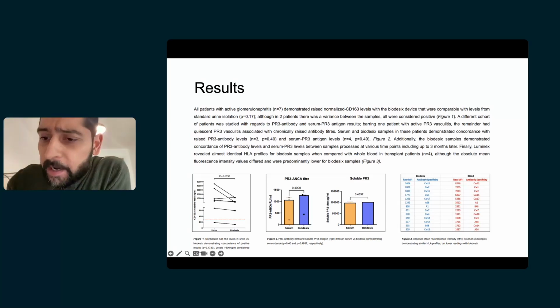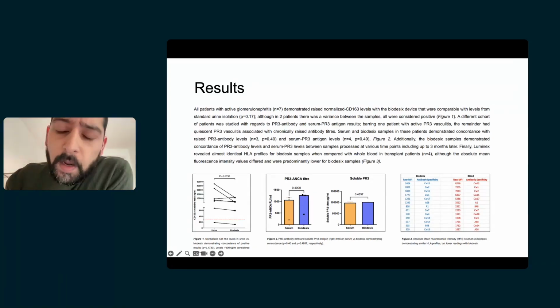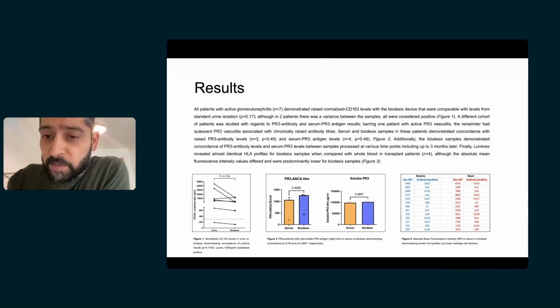And then finally, looking at our transplant population, the graph on the table on the right illustrates in blue the Biodesix population, and in red those that had whole blood collected via venipuncture and subsequent standardized laboratory processing. We had a total of 4 patients, and this is just one example of one of the patients, but these results were consistent in that we identified a similar antibody profile between the Biodesix device and blood.